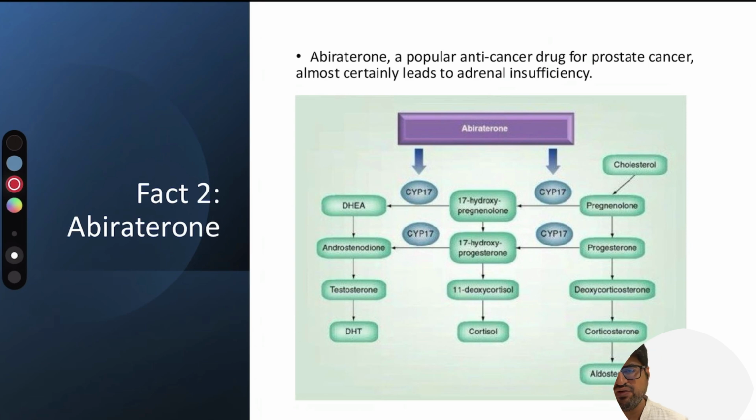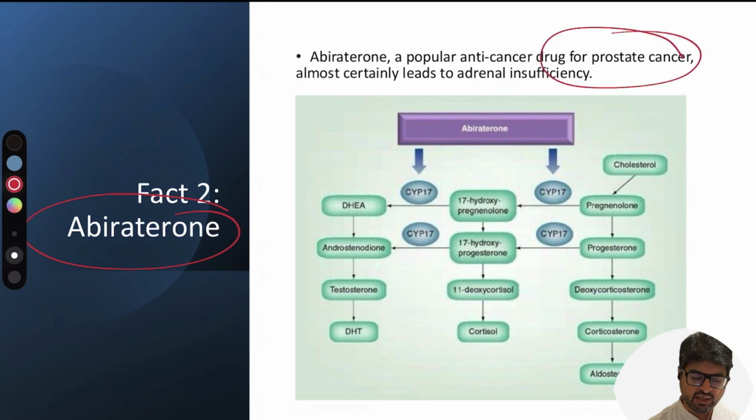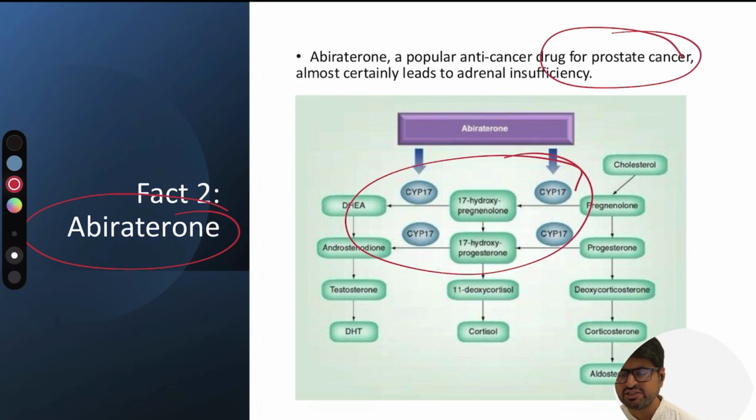Another very interesting and very important drug that can lead to adrenal insufficiency is abiraterone. Abiraterone is a very popular anti-cancer drug for prostate cancer, and it almost certainly leads to adrenal insufficiency. In fact, the oncologists who give this drug are aware of this fact, and they simultaneously give glucocorticoids in these patients on abiraterone. Now, abiraterone, remember, is a CYP17 enzyme inhibitor, and it directly inhibits the cortisol pathway. Because it directly inhibits the cortisol pathway, it leads to adrenal insufficiency. It's very simple mathematics. There is no complication about it. Unfortunately, this is often missed out.